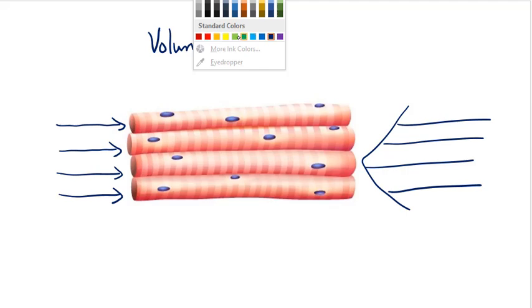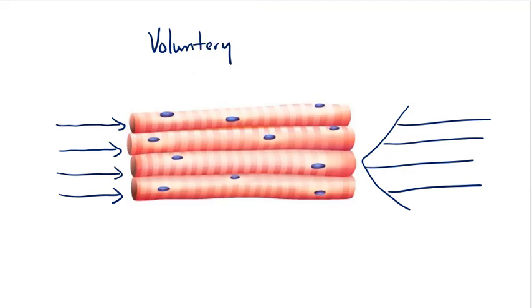Second, see those little bands? Those little bands are called striations. Skeletal muscle is also sometimes called striated muscle. These striations are the overlapping protein fibers we discussed earlier. There's a lot of protein in skeletal muscle, again to increase its strength.